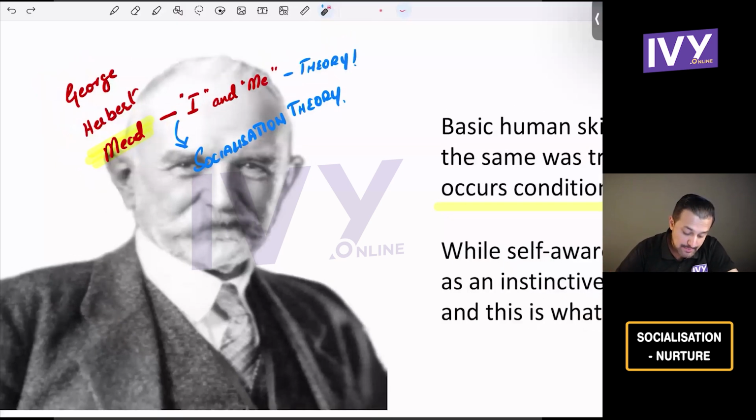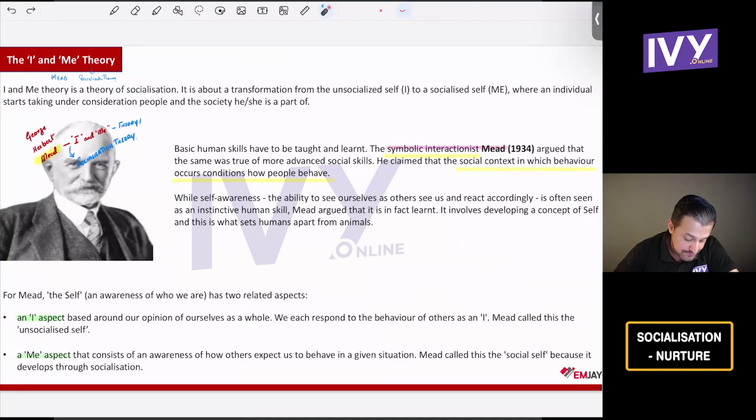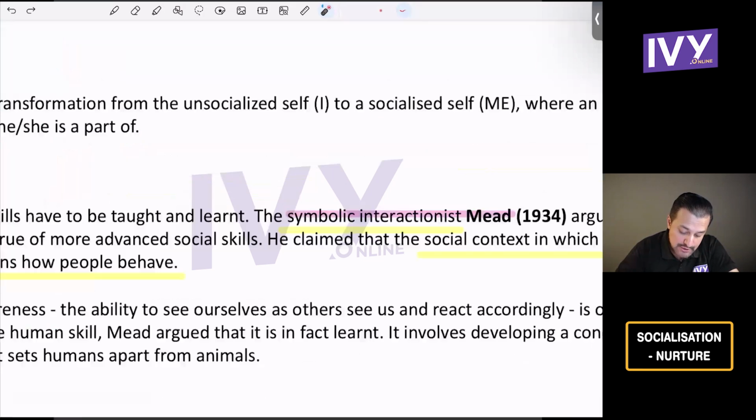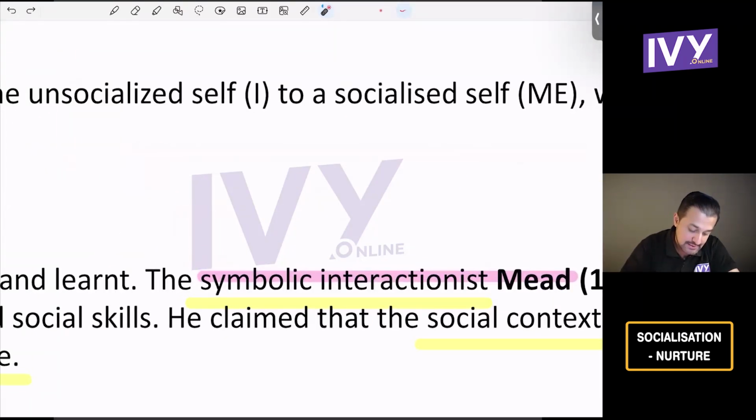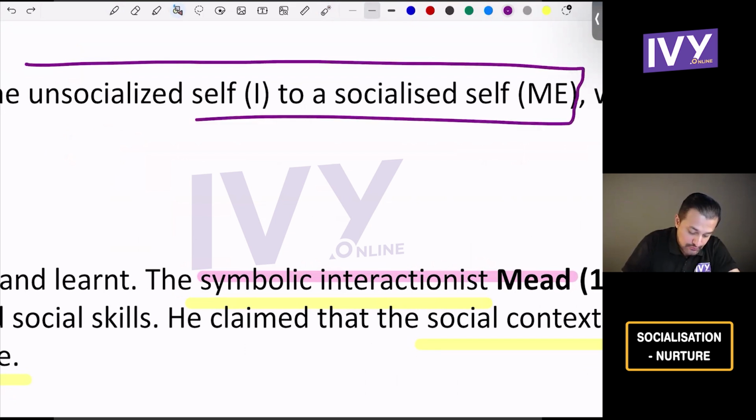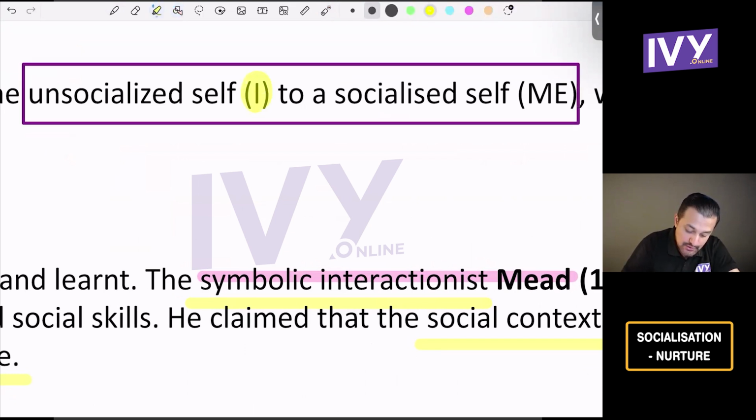Now, as we speak about this I and me theory, it is a theory of socialization. It is about a transformation from the unsocialized self, that is I, to a socialized self, that is me. Let me just put this into a box so that you know what to focus on at this point. If I put it in a simple manner, I is what you're born with. Me is what you socialize into.